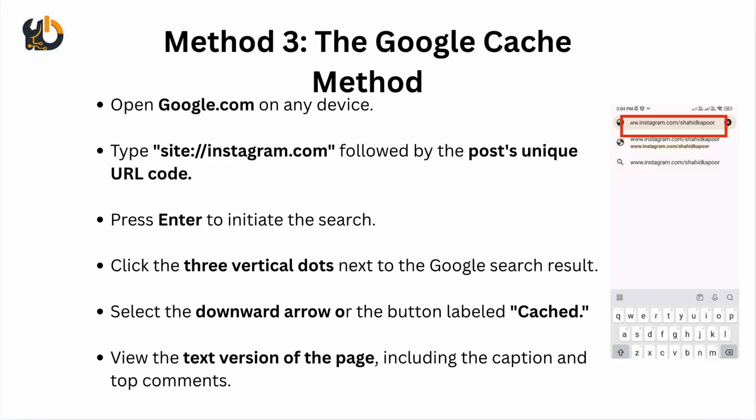Third method is the Google Cache method. Open google.com on any device, type site://instagram.com followed by the post's unique URL code. Press enter to initiate the search. Click the three vertical dots next to the Google search result. Select the downward arrow or button labeled cached. View the text version of the page including the caption and top comments.